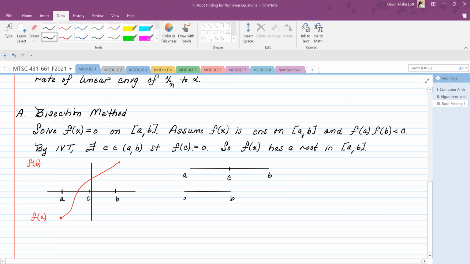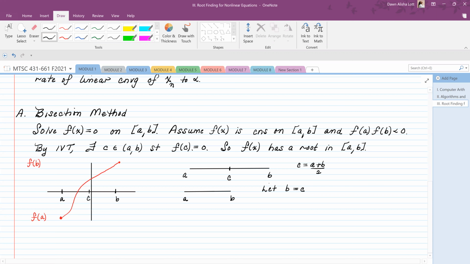So here we're going to let B now be C, where C was A plus B over 2. So I divided the interval in 2, found C, and then I'll check again to see if f of A and f of B is negative. If f of A and f of C are of opposite sign, I know it's in the interval AC. If f of C and f of B are of opposite sign, it's in CB.